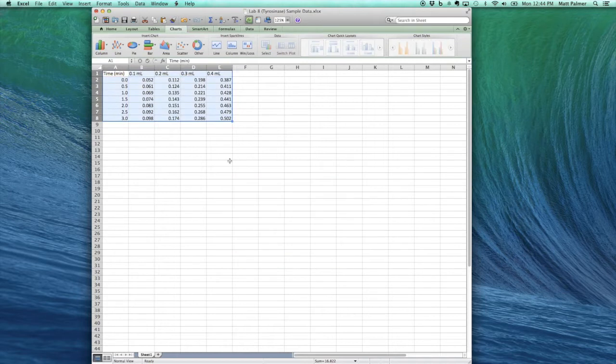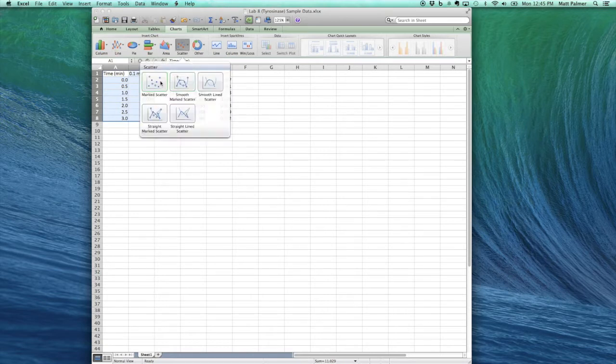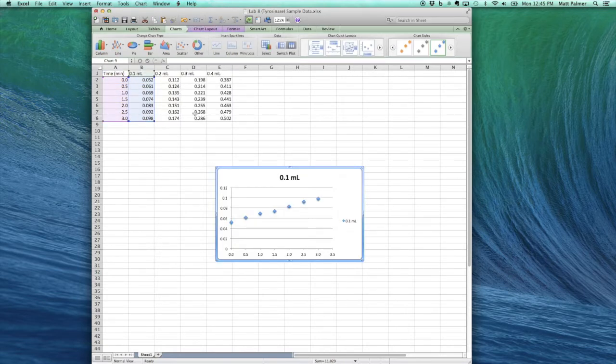You can make it harder on yourself if you want to by constructing the graph one group at a time. I don't know why you would want to do this, but maybe the graph doesn't show up nicely like it did for me right there. So here I can make a scatter plot of just one group. This is my 0.1 mL data, time on the x-axis and absorbance on the y.